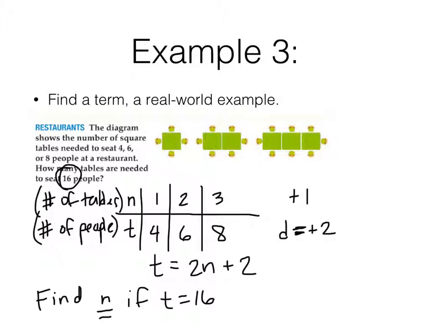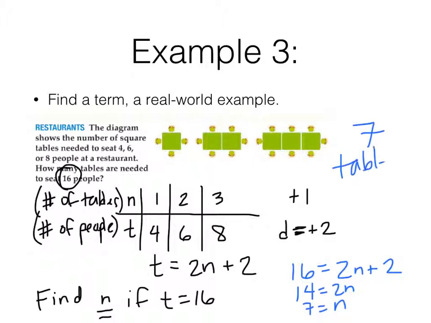Well, if you look at what you have for this equation, guys, you can do that. Just replace the t with a 16 and solve this equation. Two-step equation. Subtract 2 from each side, giving me 14 equals 2n. Divide both sides by 2, giving me 7 equals n. They need 7 tables to seat all those people.